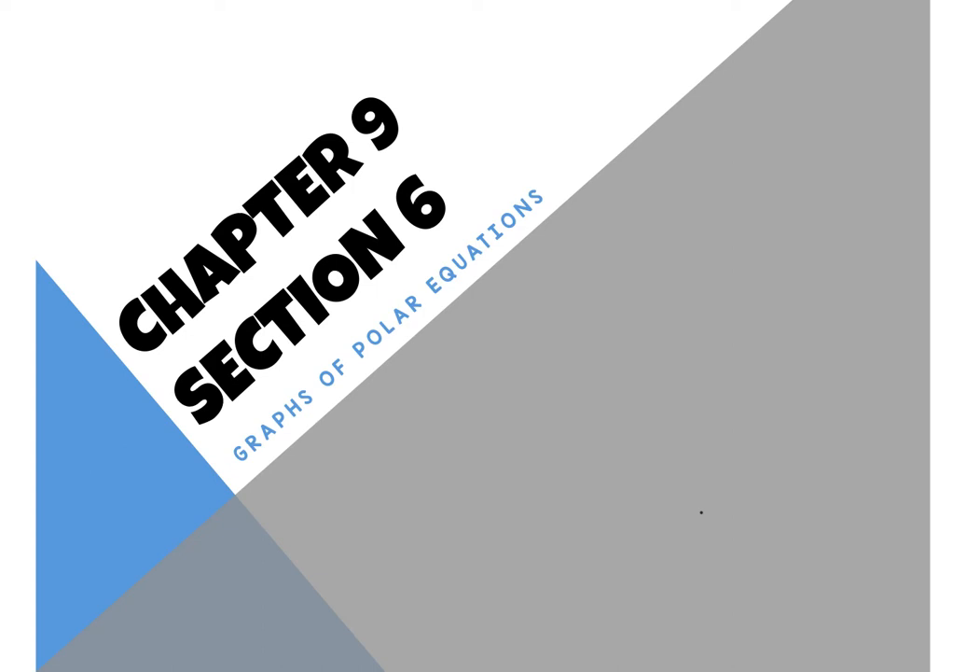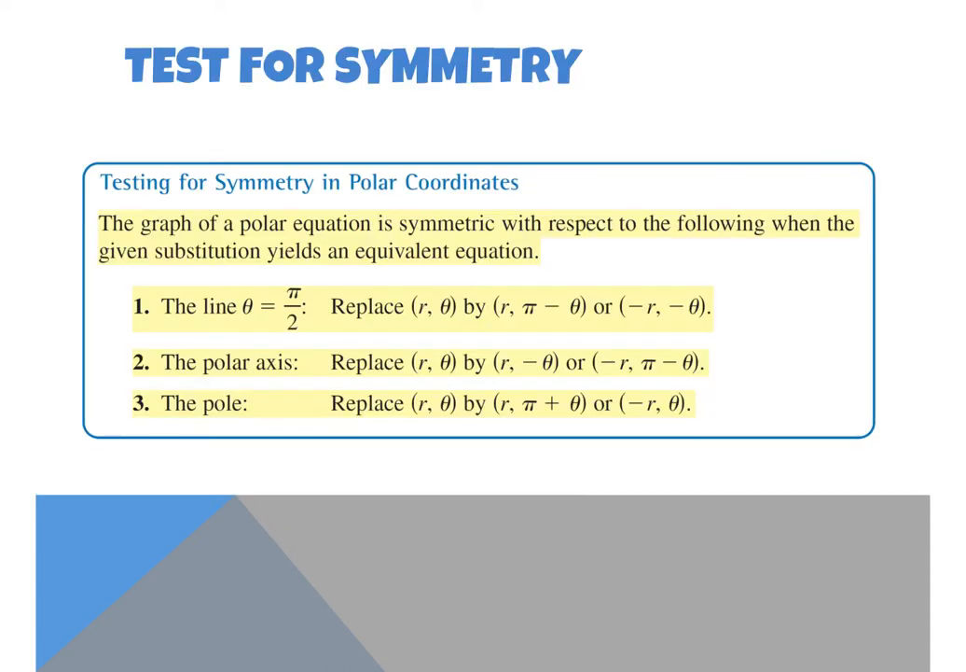So yesterday we started 9-6, which is graphs of polar equations. Yesterday we talked about, well, we graphed a circle. We're going to get more in depth on those today. We graphed a circle. We talked about symmetry. We graphed a limaçon, and then we talked about roses. So a quick review of some of the stuff we talked about yesterday.